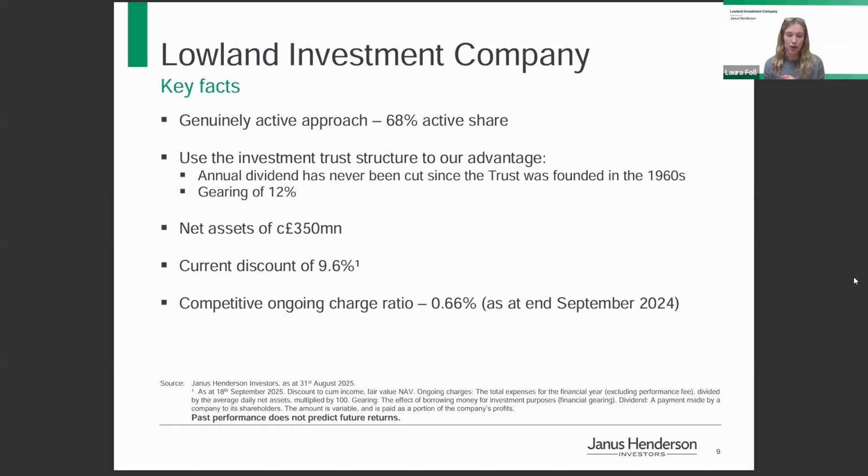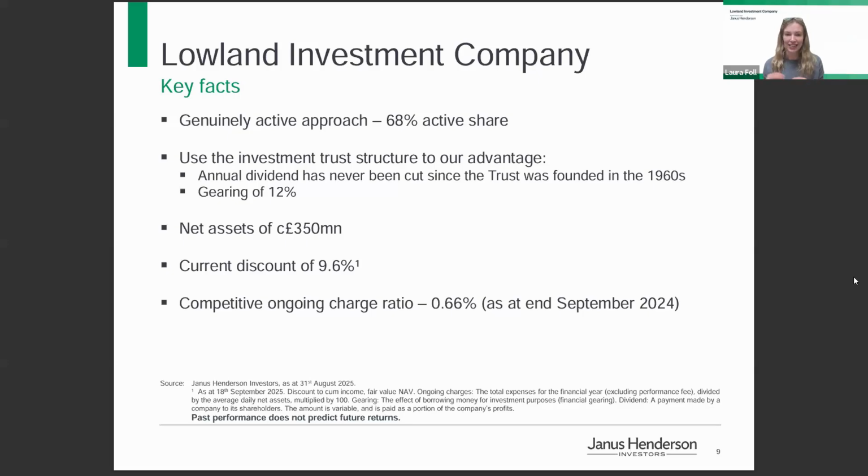And then just broadly in terms of how we run it, 70% roughly active share. All that tells you is that the portfolio is roughly 70% different from the benchmark. In other words, it is pretty different from its FTSE All-Share benchmark. It has a lot more in small and medium-sized companies.